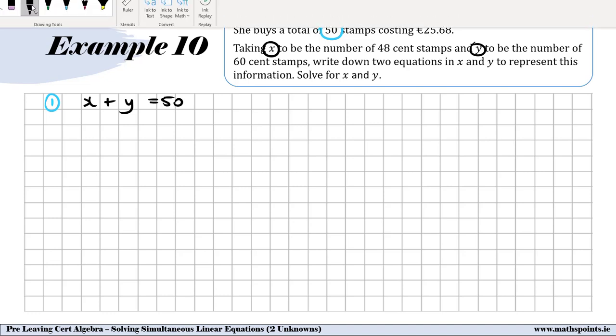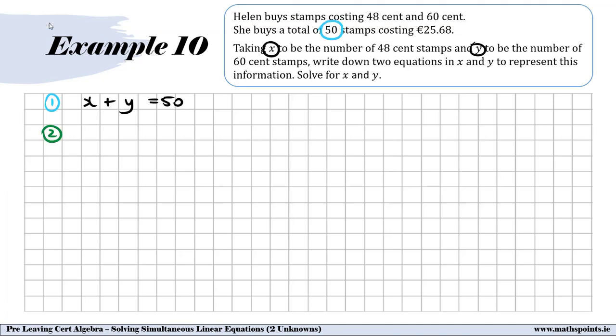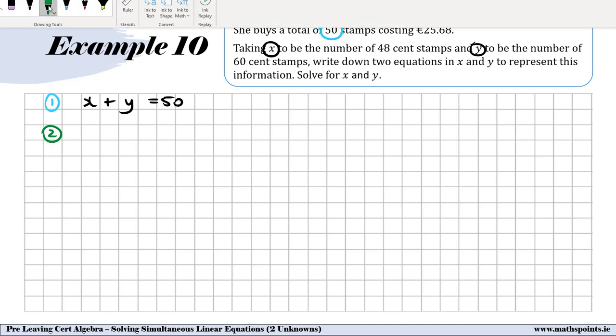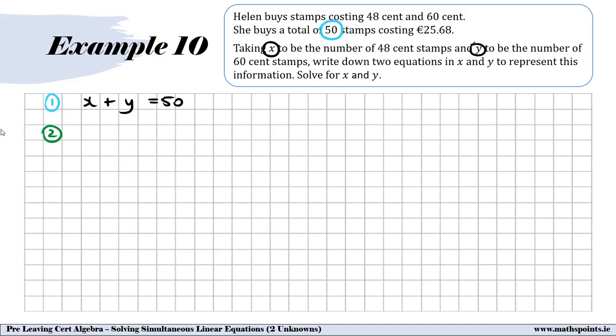The second sentence is about the value of all the stamps. We're told that the total cost of all the stamps was 25 euros and 68 cents. The first thing I would do in this question is we can't mix cent and euros. We're told that the stamps are 48 cent and 60 cent, and yet we're given a total value in euros. So I'm going to change that 25 euros and 68 cent to 2,568 cents so that we can use a common unit of measurement in the question. So the value of the 48-cent stamps added to the value of the 60-cent stamps adds up to 2,568.